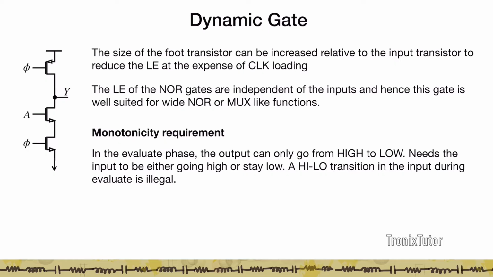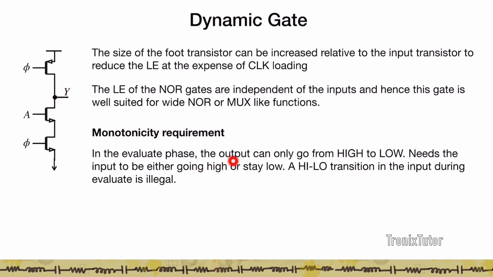Now, if A goes from 0 to 1, then in that case the output goes from 1 to 0. Suppose you have a case where A by mistake went from 0 to 1 but was brought down again to 0. The 1 to 0 transition during the evaluate phase at the input will mean that the output Y has to go back to 1. But because during evaluate this PMOS is turned off, there is no way for this output node to get charged up again.